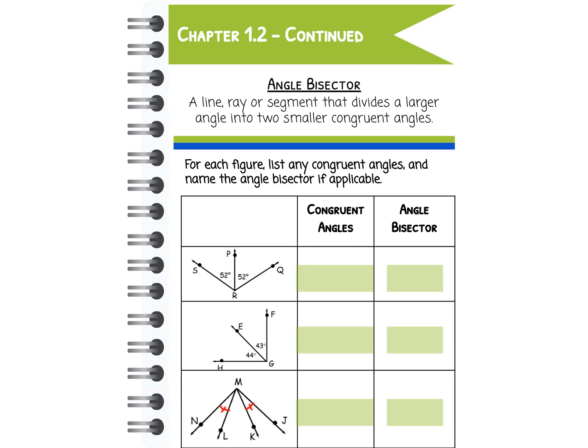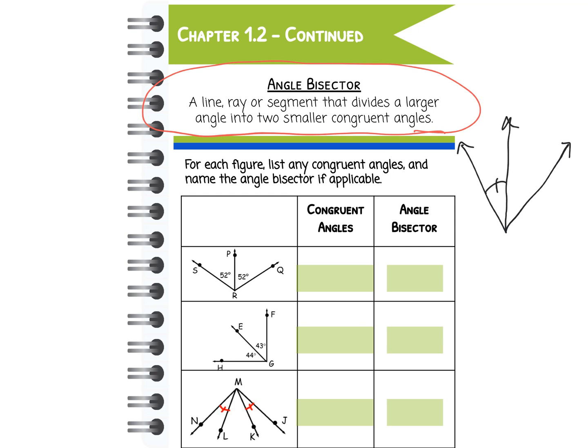All right, so another last term here I want to talk about up here are angle bisectors. So an angle bisector is a line, a ray, or a segment that divides a larger angle into 2 smaller congruent angles. All right, so that means if we have a large angle here, or any angle really, this angle bisector is going to go exactly down the middle. So it takes that large angle and divides it equally.